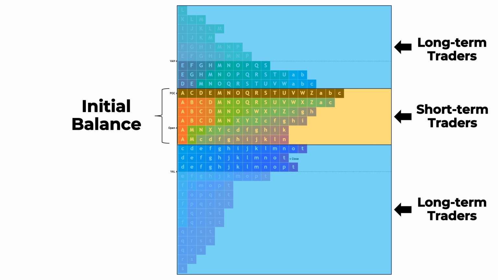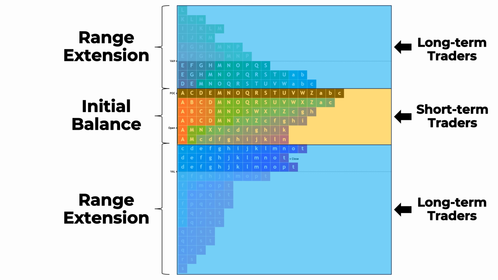A short-term trader might perceive the initial balance as fair value, while a long-term trader might perceive the initial balance as unfair value. The areas beyond the initial balance where the activity of the long-term traders occurs is called range extension. The total vertical space traveled by price in the profile is simply called range.